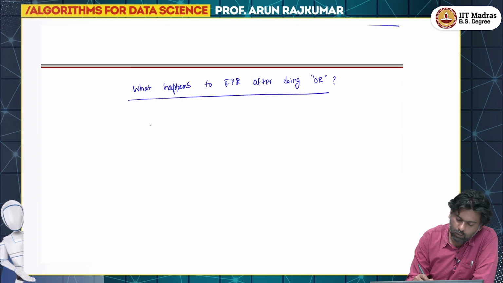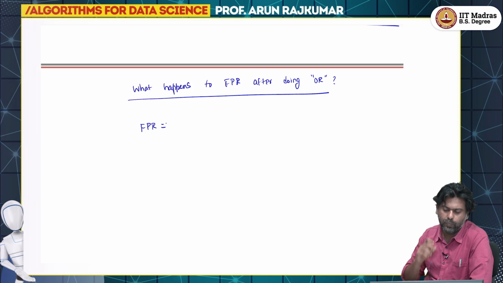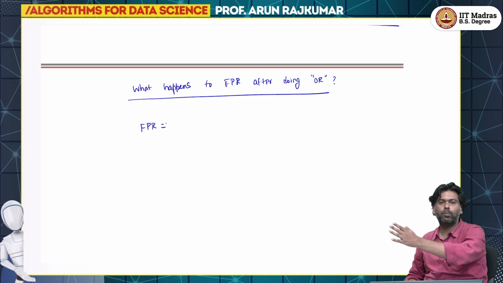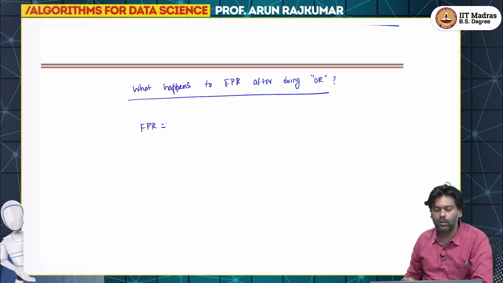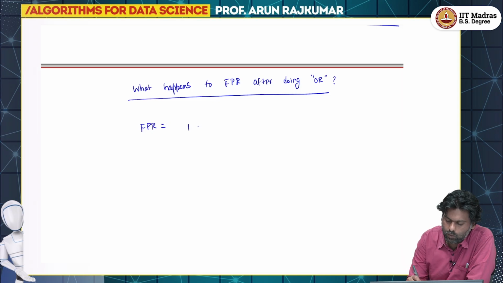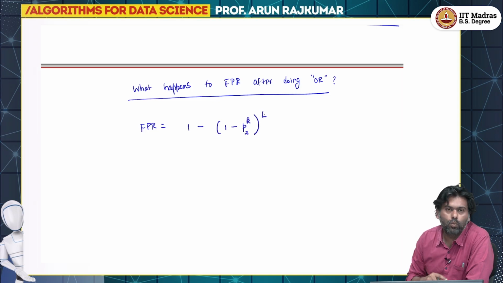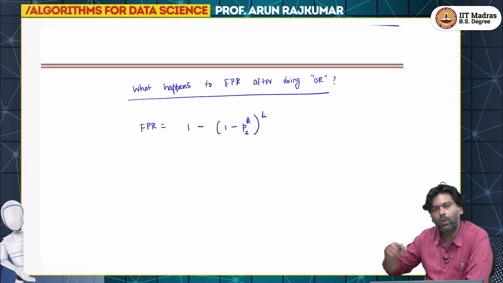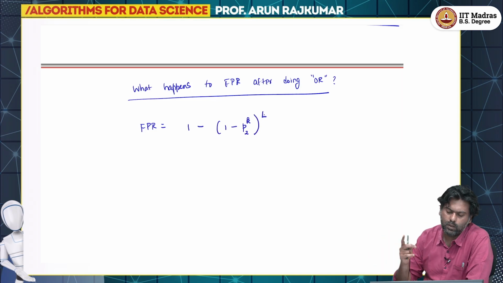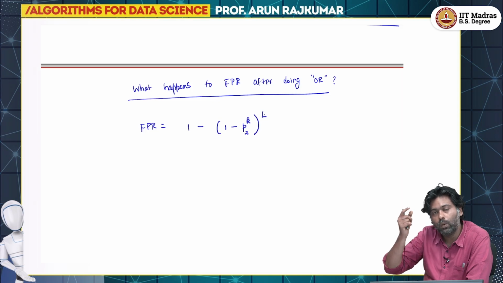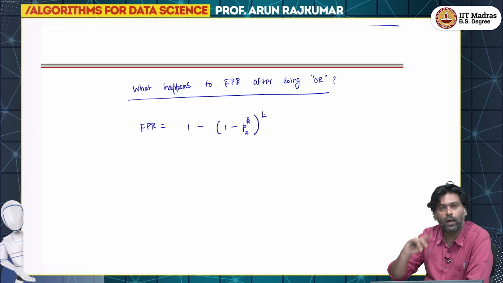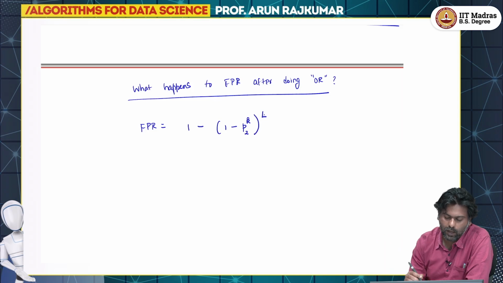So we know that if I have k hashes per table and L tables, then the false positive rate is 1 minus P2 power k power L. Like how the true positive was 1 minus P1 power k power L, this is 1 minus P2 power k power L. But then k was chosen such that P1 power k was n power minus rho, and then we did that approximation there.